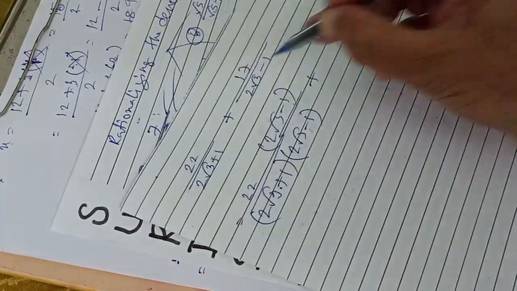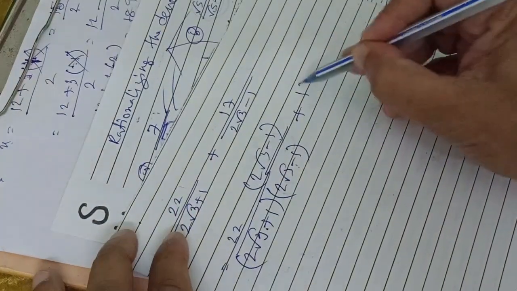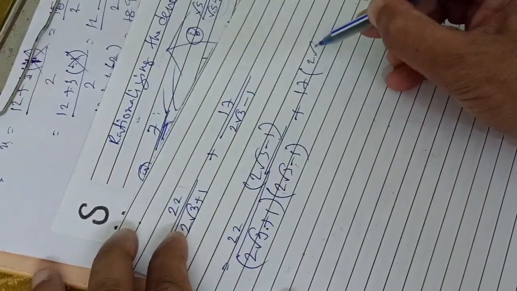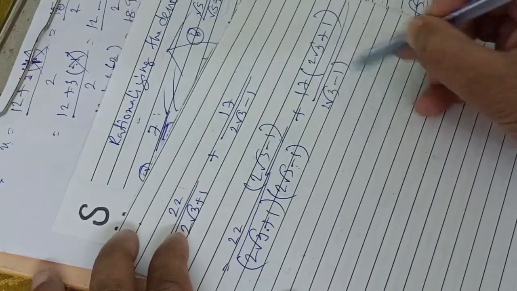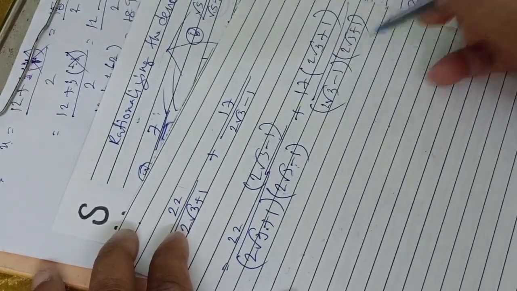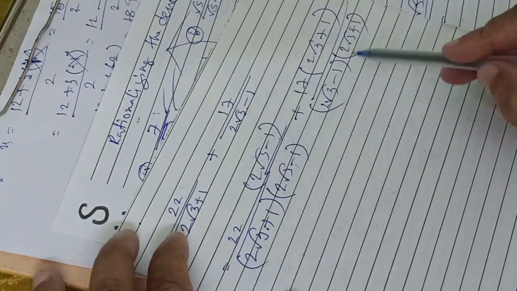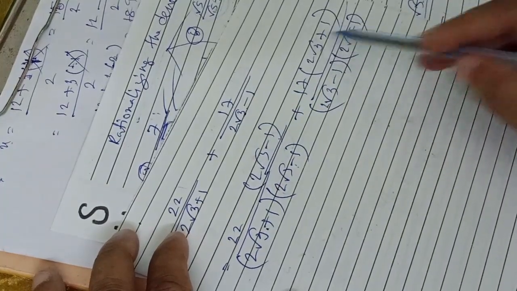Plus, the same way we'll do it here. 17 by 2 root over 3 minus 1, then 2 root over 3 plus 1. Hope you understood. See, 2 root over 3 minus 1, so I'm taking the opposite sign, that is plus. So writing the same thing.